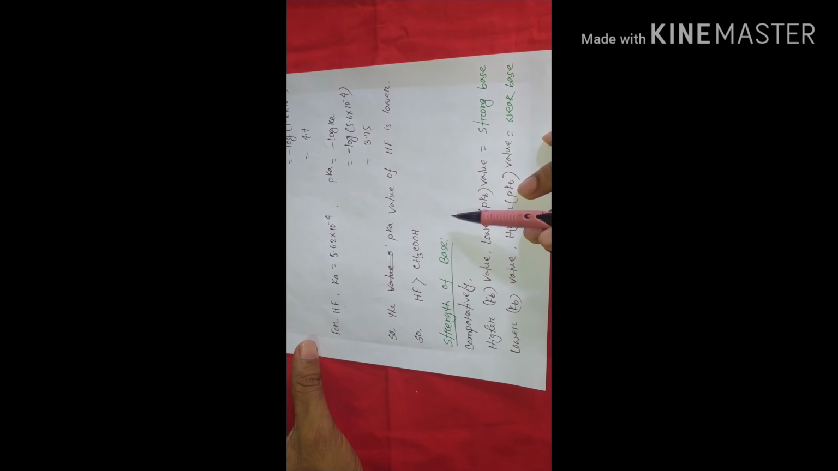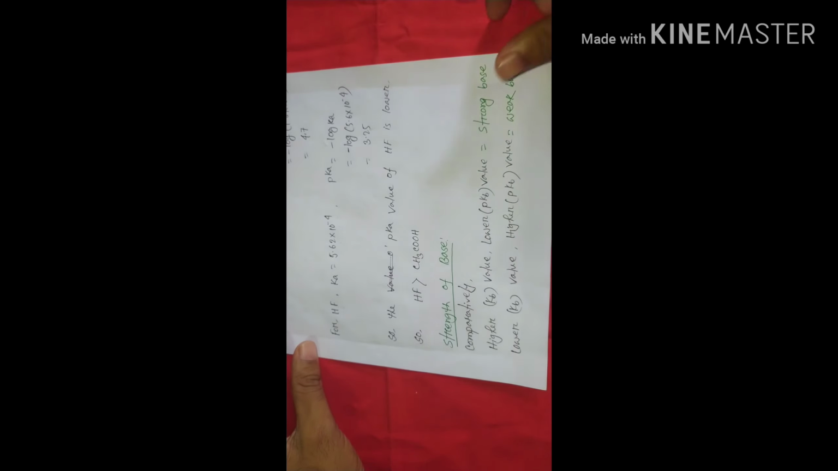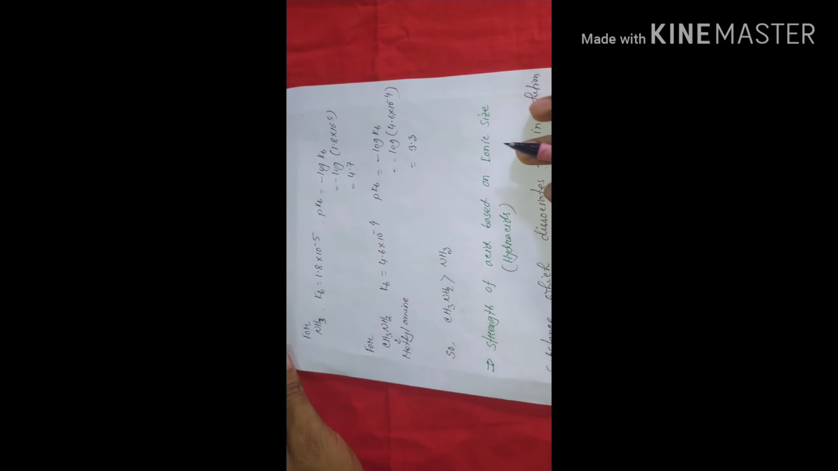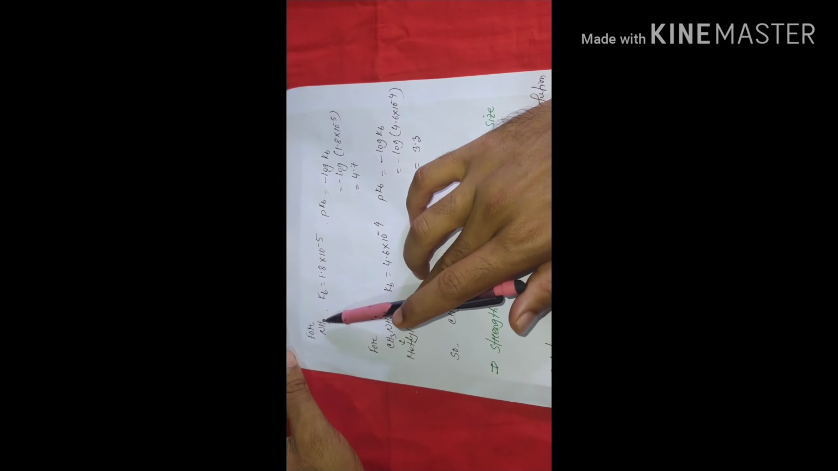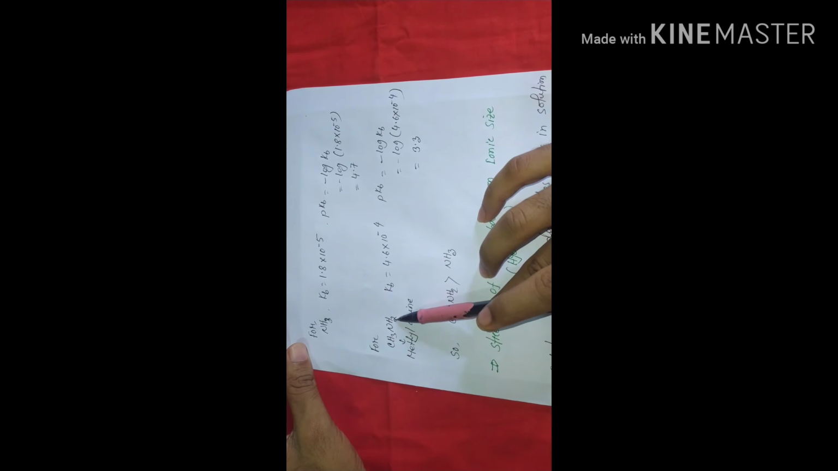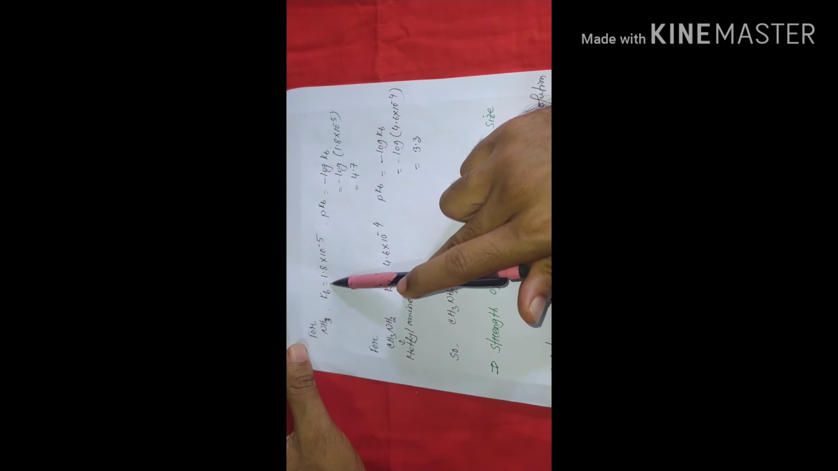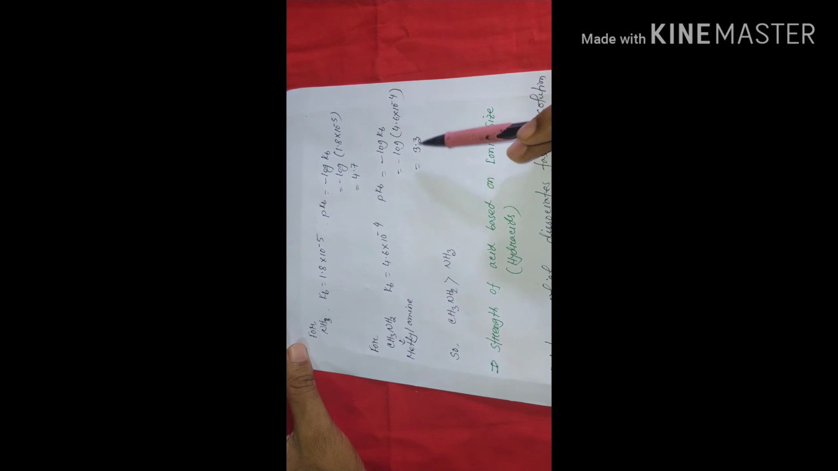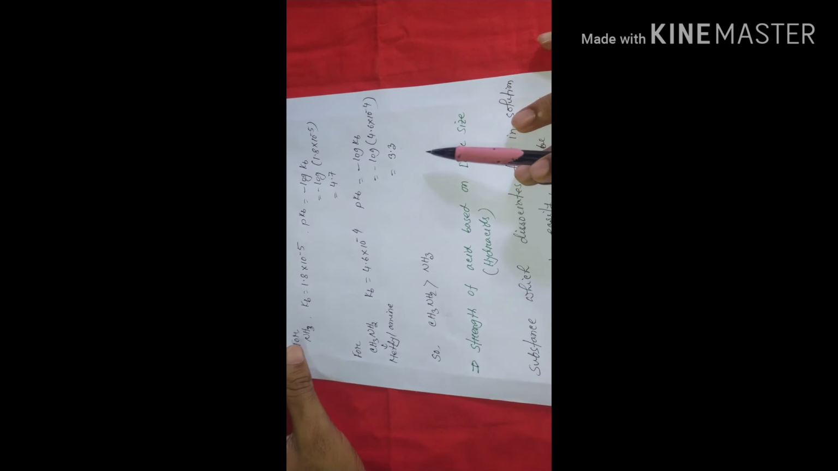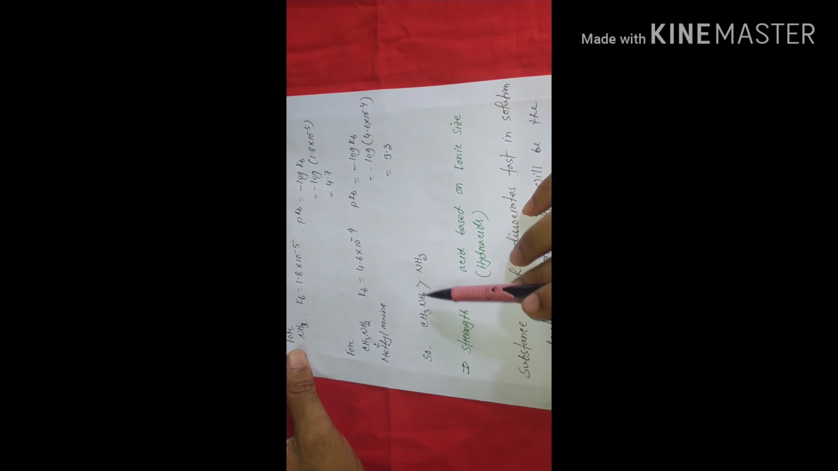So strength of base. This is the same case as strength of acid. So higher Kb value and lower pKb value is equal to strong base, and lower Kb value and higher pKb value is equal to weak base. Here I have used two bases, ammonia and methylamine. So the Kb value is higher for methylamine comparatively to ammonia, and the pKb value is lower for methylamine. So we can say methylamine is a stronger base than ammonia.